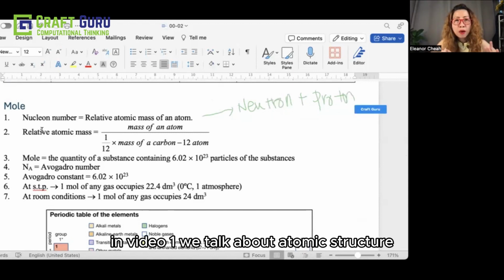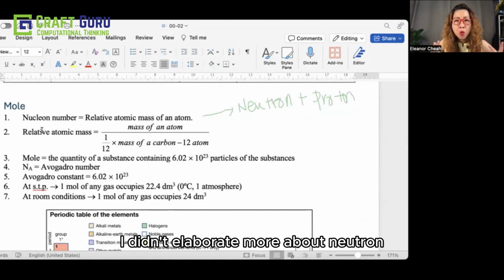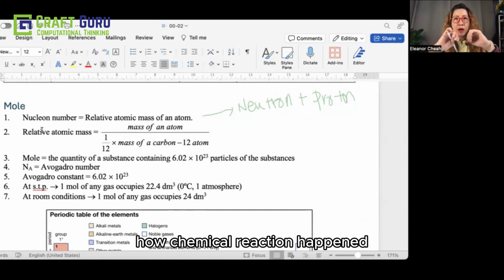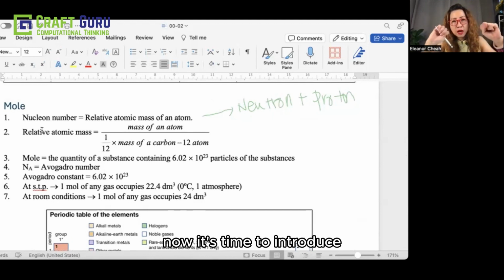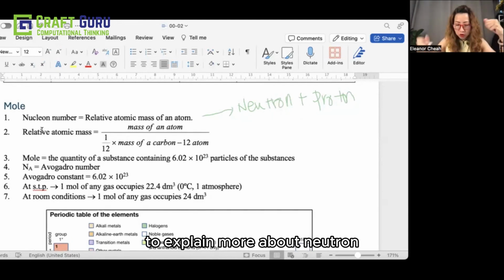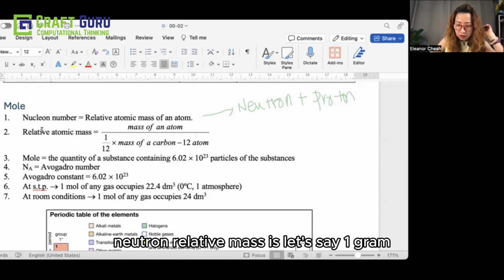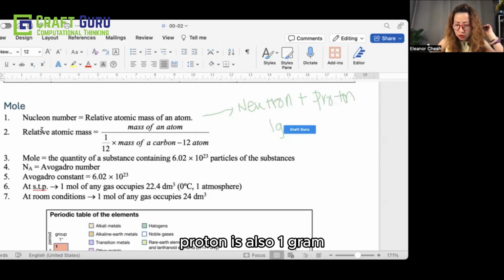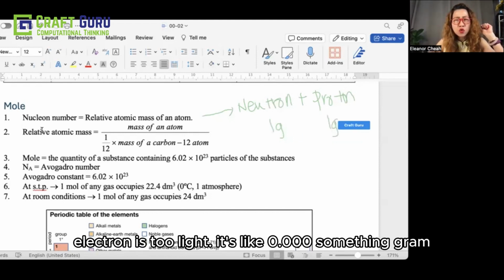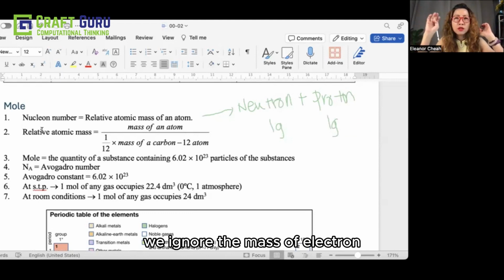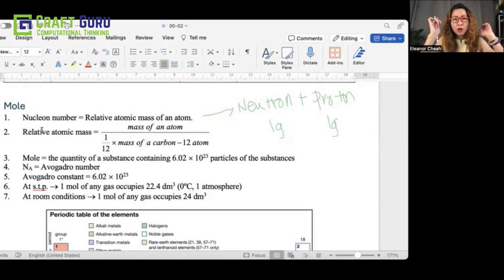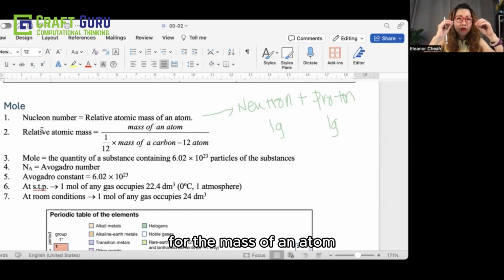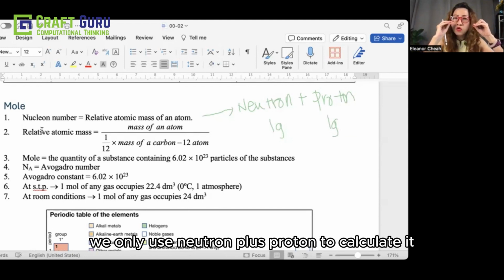In video 1, we talked about atomic structure. I didn't elaborate more about neutron because we wanted to go straight into the core of chemistry, how chemical reactions happen. So now it's time to explain more about neutron. Neutron relative mass is, let's say, 1 gram. Proton is also 1 gram. Electron is too light, like 0.0000 something gram, so we ignore the mass of electron. For the mass of an atom, we only use neutron plus proton to calculate it.